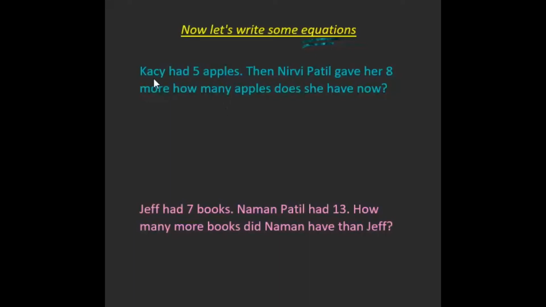So again, Casey had 5 apples. Then Nirvi Patil gave her 8 more apples. How many apples does she have now? Okay, so it's basically 8 plus, let me make it brighter again, I keep forgetting to. Okay, 8 plus 5. So that's our equation. This is where our final answer will go. And then we can just write apples.